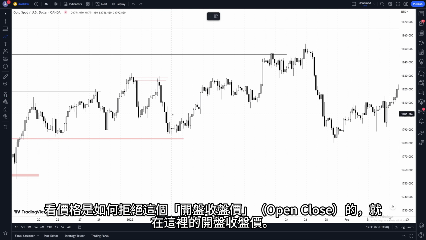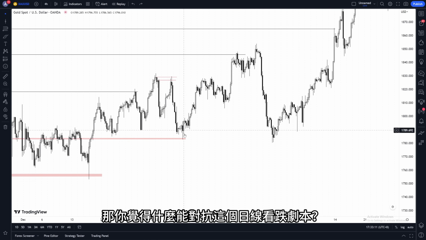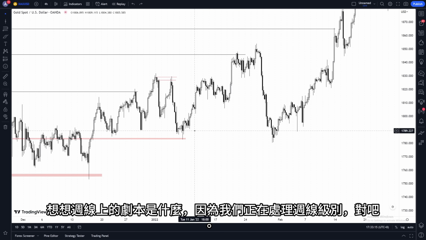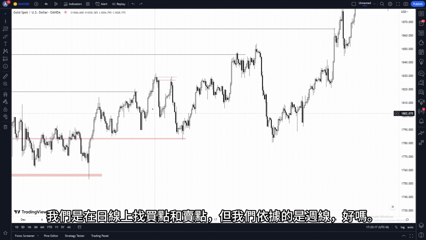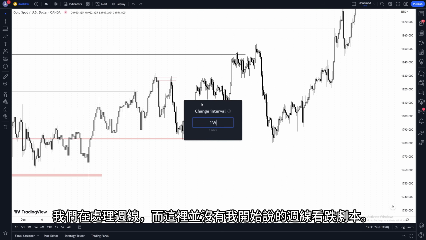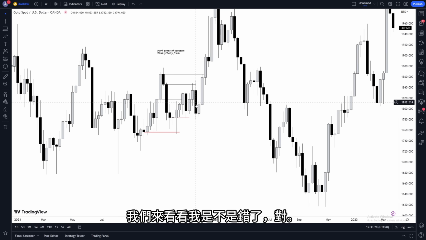See how price rejects from the open close, right here, and this is on the H4 because daily bearish storyline, right? So what do you think counters this daily bearish storyline? Don't think of it like that. Think about what is the storyline on the weekly, because we're dealing with the weekly, right? We're entering dailies, buys and sells, but we're dealing with the weekly, okay? So we're dealing with the weekly, and there's no weekly bearish storyline that has started yet. Am I wrong? Let's see if I'm wrong, right?